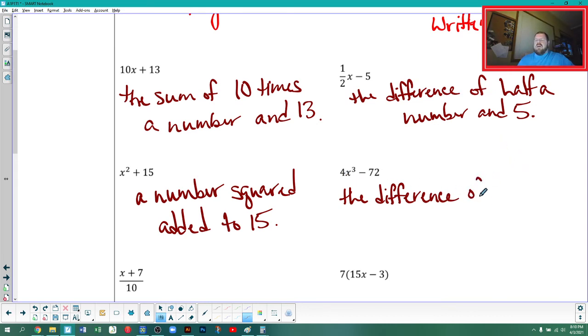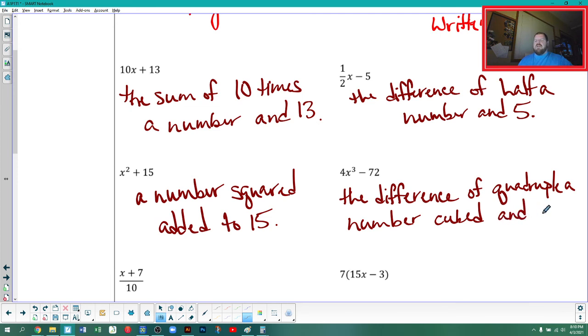So the difference of, let's get that first piece in there. Maybe we go with quadruple a number, since we saw that one already. Quadruple a number. Maybe a number cubed to get that exponent. And 72.